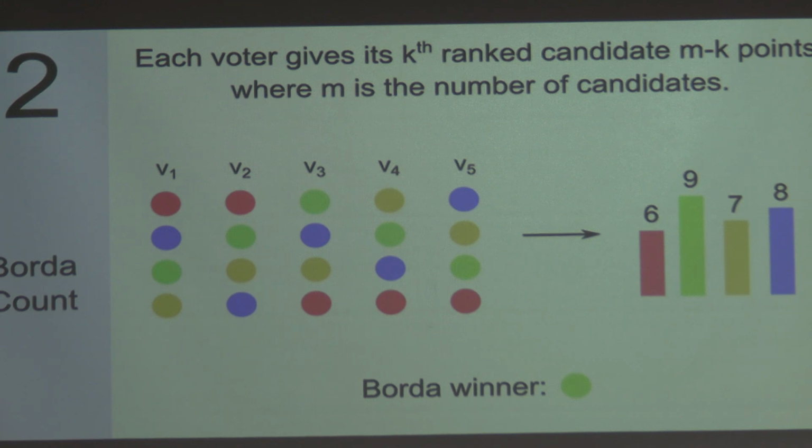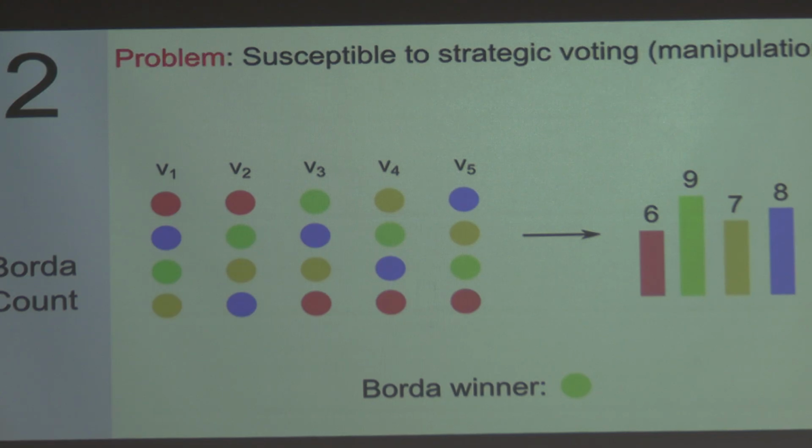Now I have to point out flaws in every voting rule, so I'll keep doing that. One flaw with Borda is that it's susceptible to strategic behavior from the voters. In other words, it's not a strategy-proof voting rule.